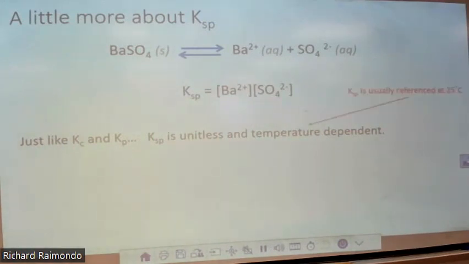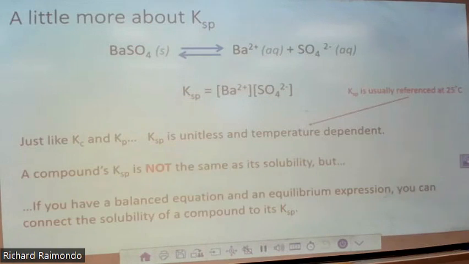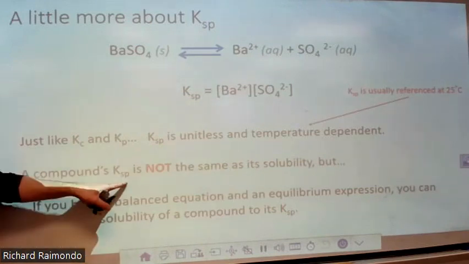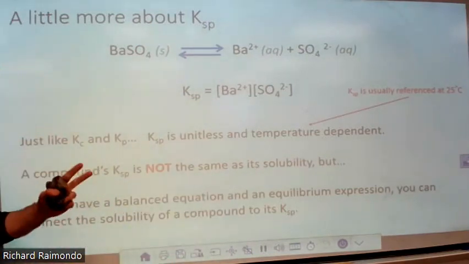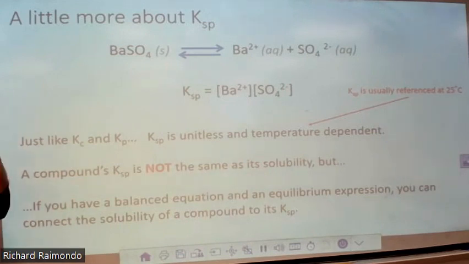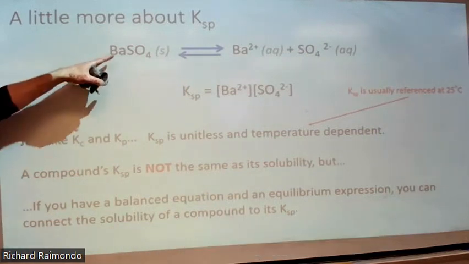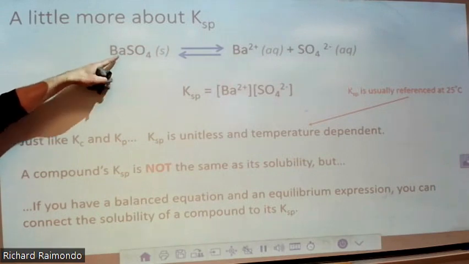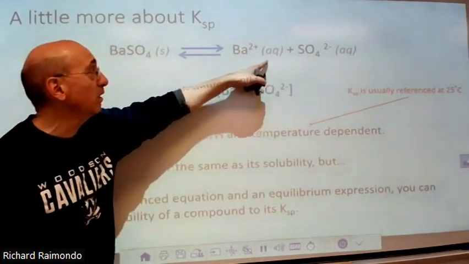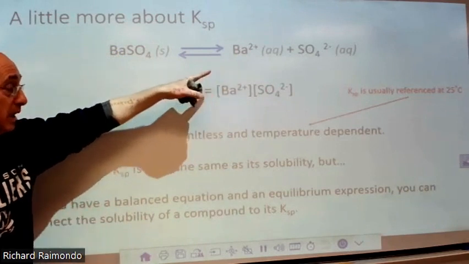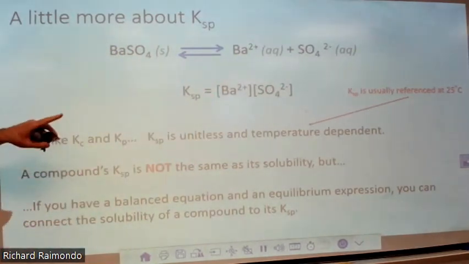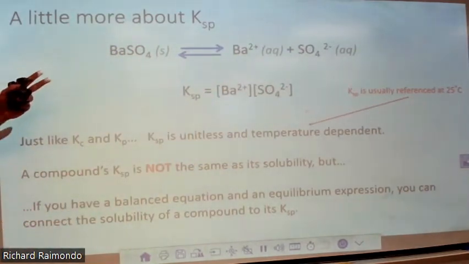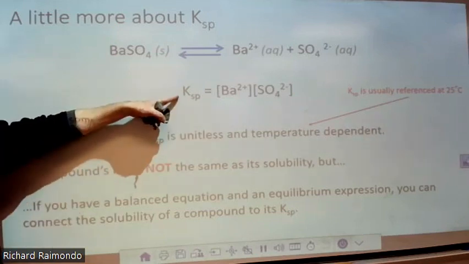All right, let's get to some problems. KSP is not the same as solubility. Some people are going to get that confused. They're connected, mathematically related to each other, and we're going to figure out how that works and how we can go back and forth. We need a balanced expression of solubility here, and then we can figure this out. We've got to be able to write this.